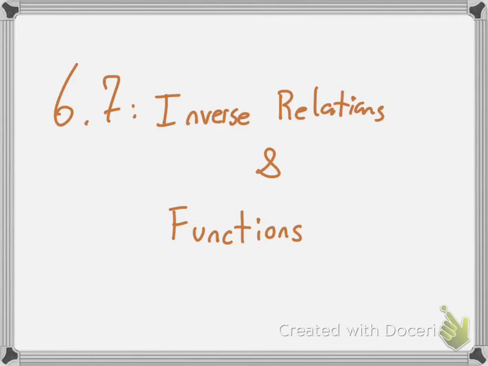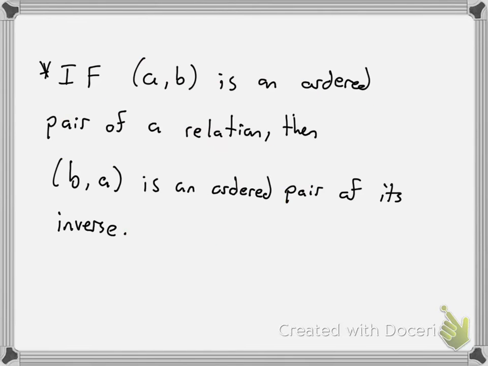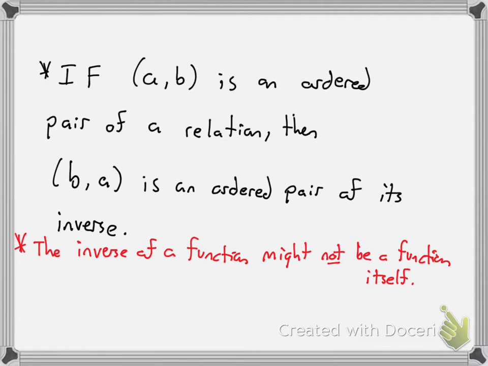In section 6.7, we're going to be working with the inverse relations of functions. So to start here, if (a, b) is an ordered pair of a relation, then (b, a) would be the ordered pair of its inverse. Also keep in mind that the inverse of a function might not be a function itself. That'll become important probably later in this semester.